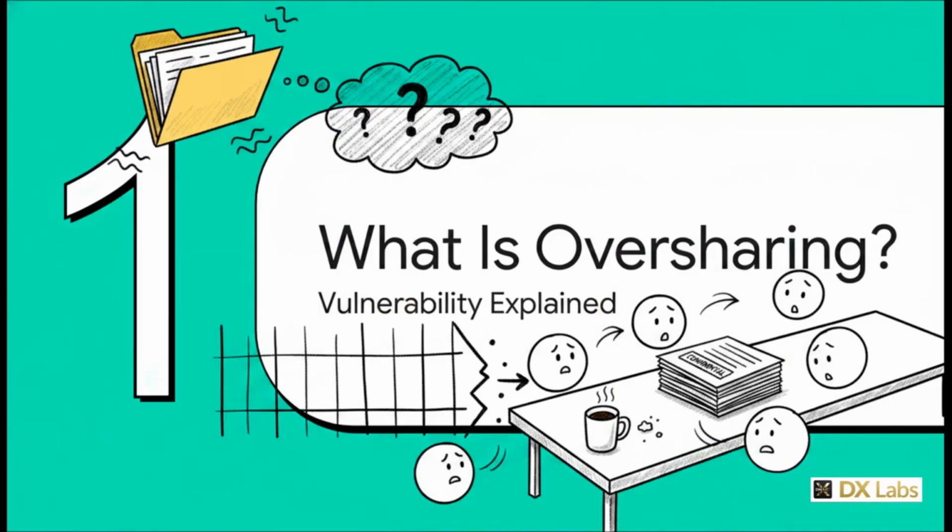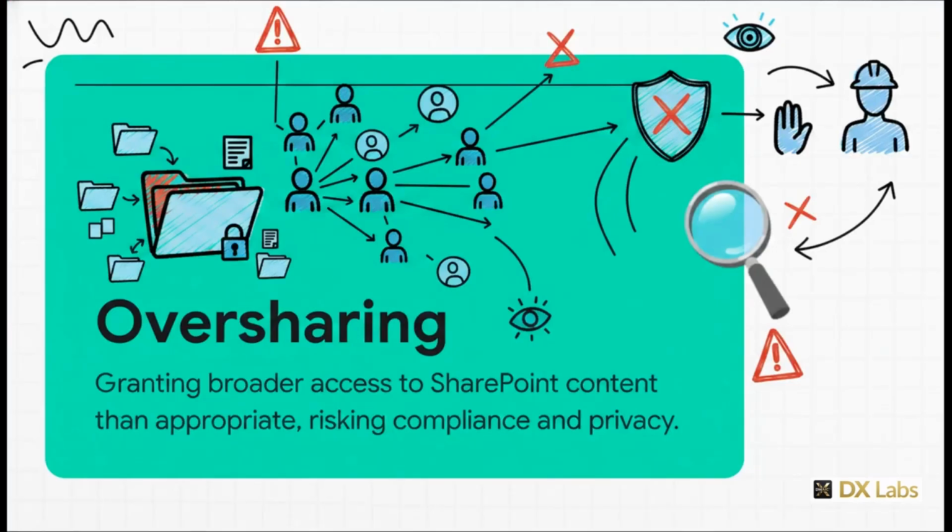What is oversharing and why is it such a massive vulnerability? Think of oversharing like leaving a highly confidential HR folder sitting wide open on a table right in the middle of a public break room. Technically speaking, oversharing happens when users grant broader access to SharePoint content than is actually appropriate or intended. When a user executes a broad sharing action, SharePoint immediately applies those permissions, which often spits out a serious compliance risk or even a data leak.